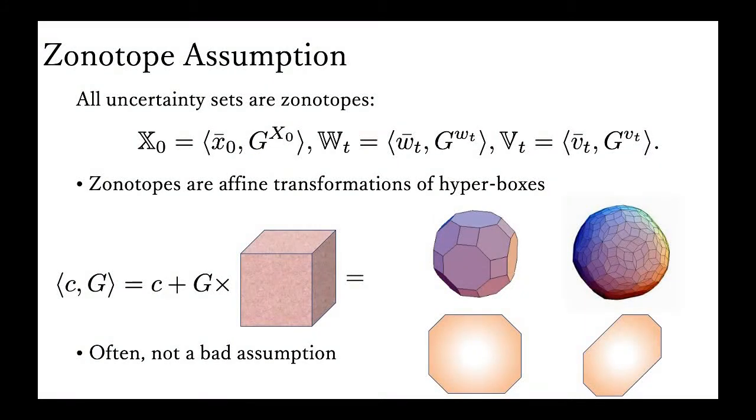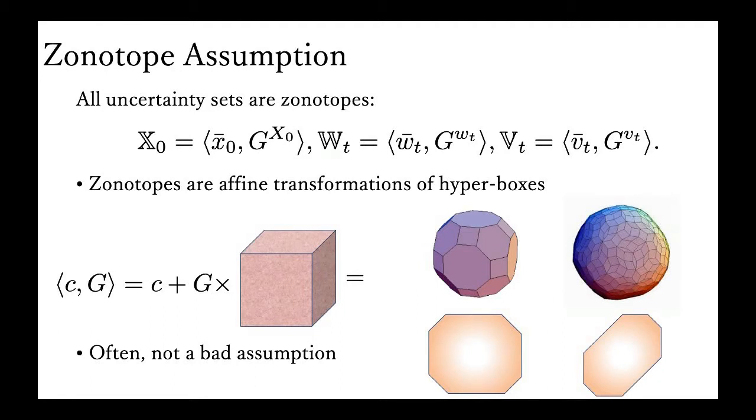Here comes another assumption. We assume that all uncertainty sets are zonotopes. Zonotopes in their classical definitions are affine transformations of hyperboxes, which are denoted by C and G, where C is the offset term of the zonotope, a vector, and G is a matrix called the generator matrix, which is multiplied by a box to generate symmetric shapes as seen in examples in this picture.